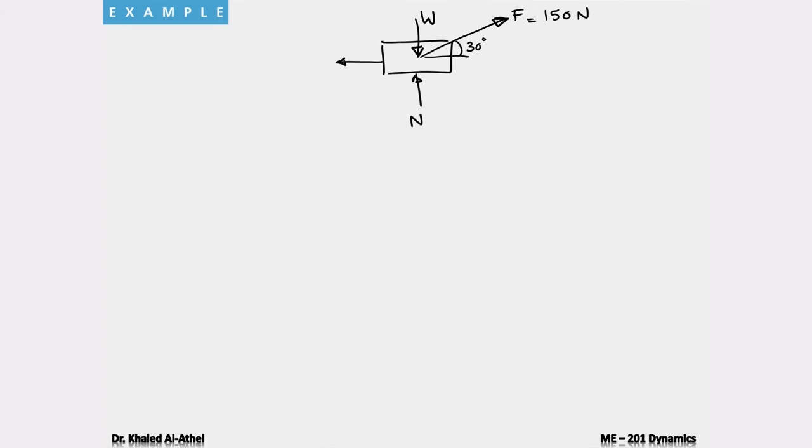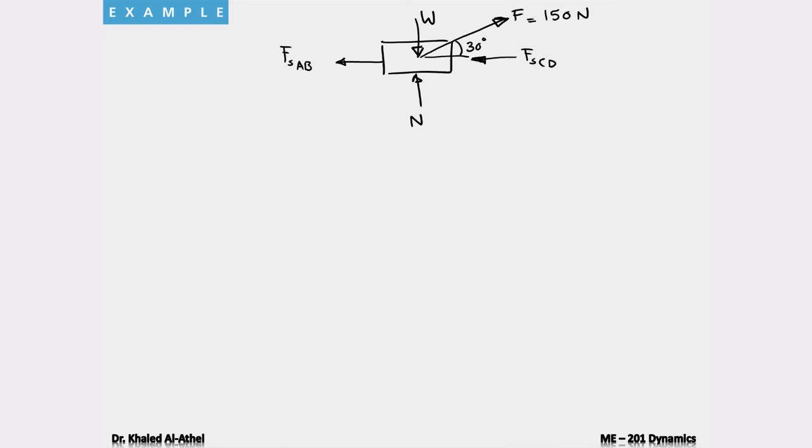Each spring, remember, since the collar is moving to the right, the spring force is always acting on the opposite side of the motion. So it's going to be to the left. So I'm going to have F for spring AB, and in here, I'm going to have F for spring CD.